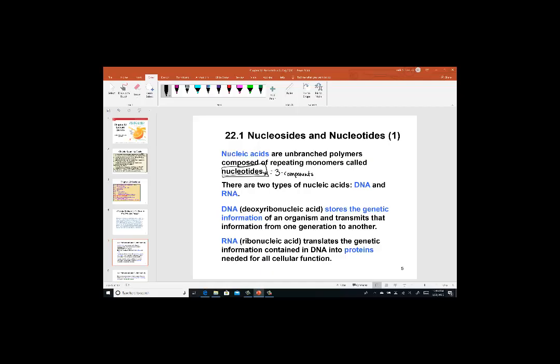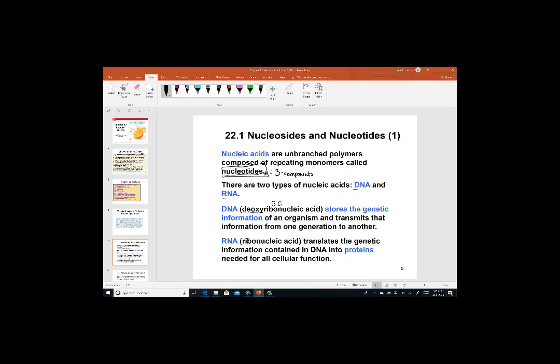If the monomer is a deoxyribose sugar, we have a DNA nucleic acid. If the sugar present is simply ribose, we have an RNA nucleic acid. So DNA actually stands for deoxy, it's missing an oxygen, ribonucleic acid. This is a 5-carbon sugar.